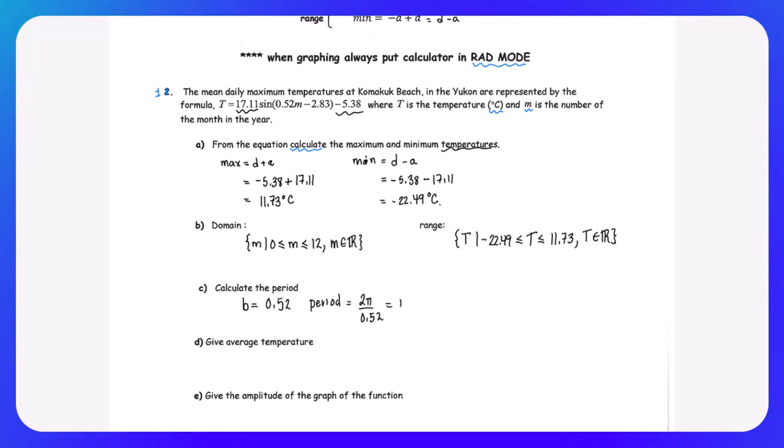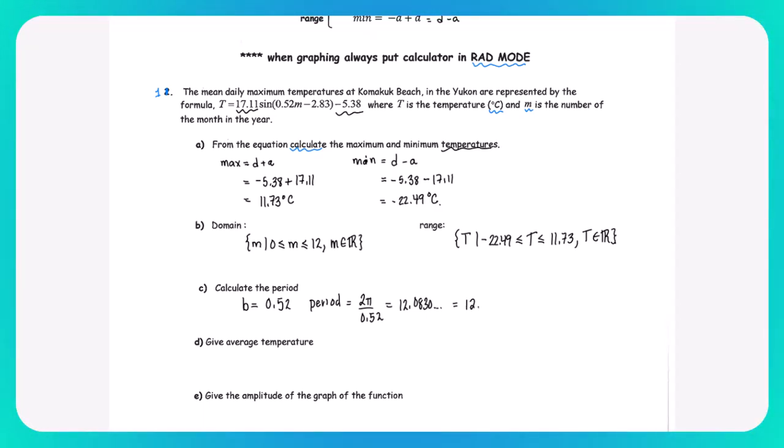12.830. Now, it doesn't say what to round this to. Let's round it to the nearest tenth. So I'm going to say this is equal to 12.1. Now, that is months as our unit. So the period is just a little over 12.1 months.